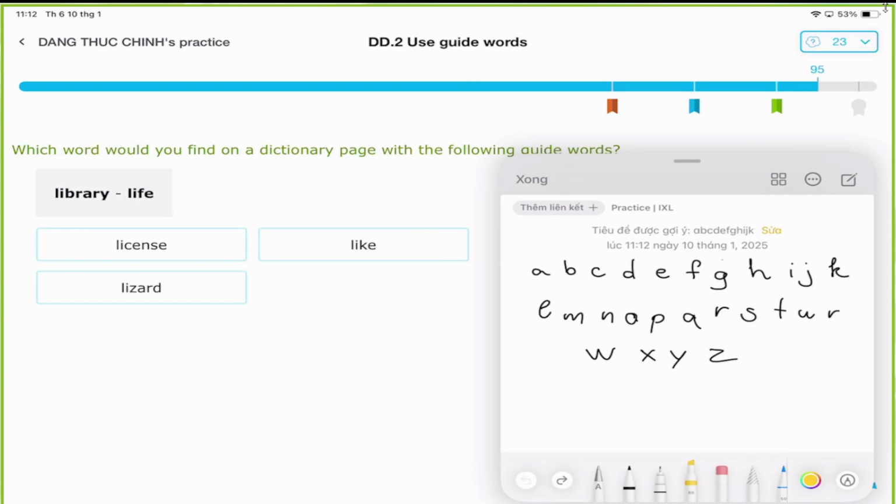Library and life. B and F. B, F, C maybe. K no. Z definitely no. License.